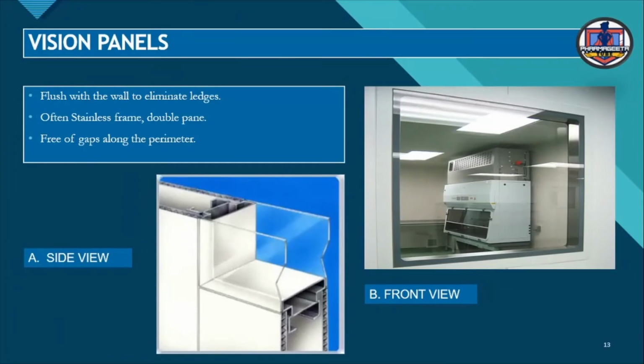So vision panels are the panels through which we look over to the other side of the wall. Here we can see the example with the help of front view. They are flushed with the wall to eliminate ledges, and they are maximum cases. Here you can see they are used, the material is stainless steel frame, and obviously, it is very important that double pane glasses are used from both sides. Two layers of glass are used, in between vacuum is kept, and free of gaps along the perimeter, as I was saying, gaps.